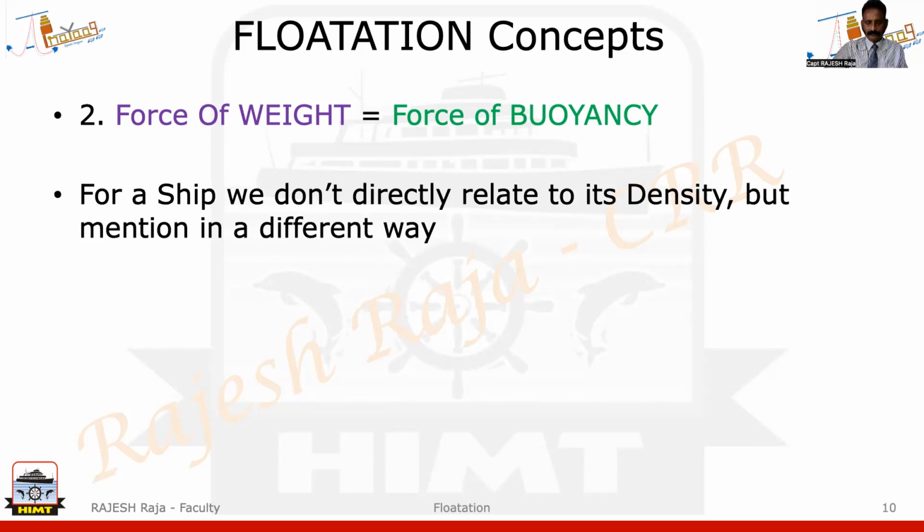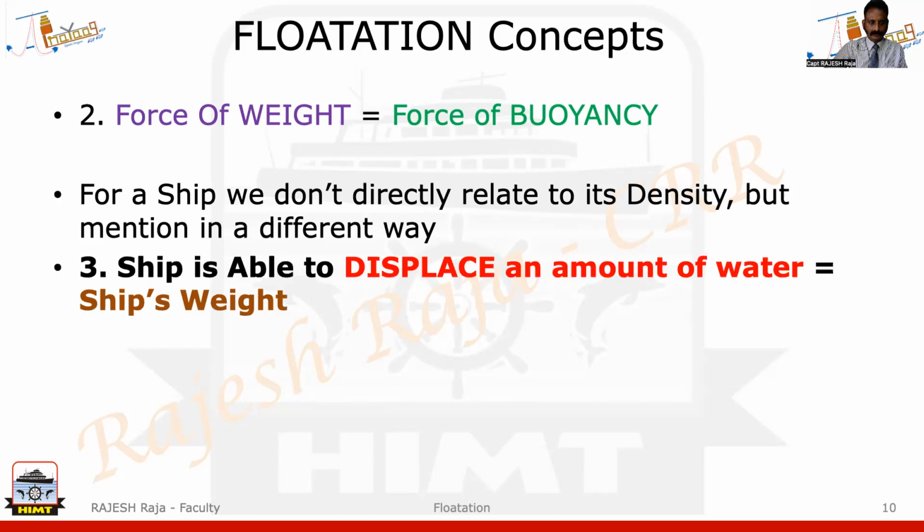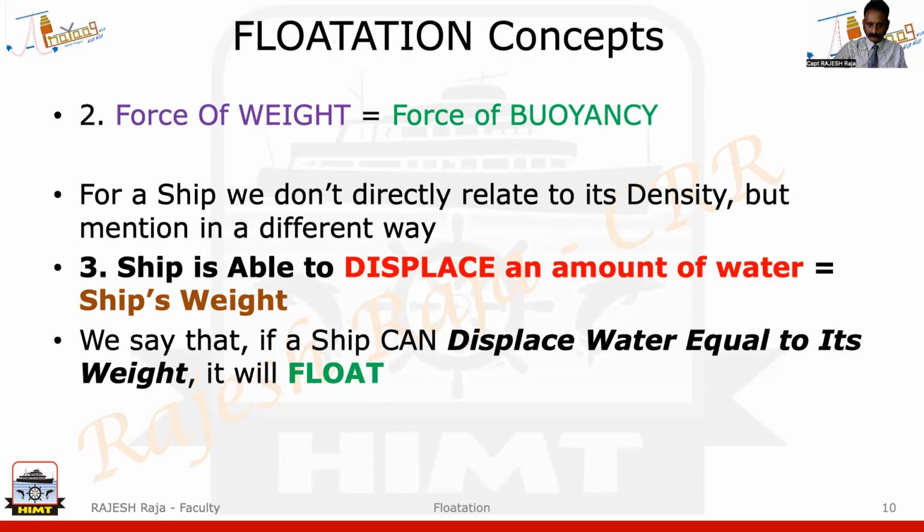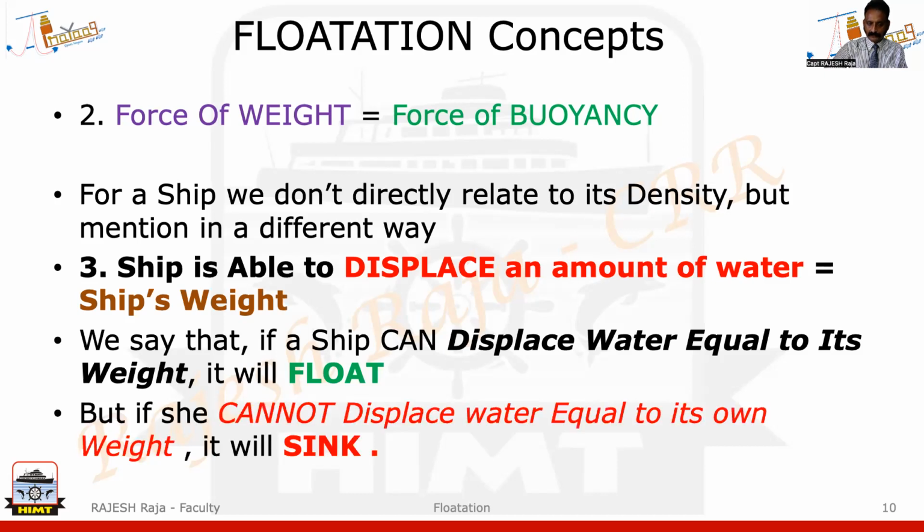Whenever we deal with a ship, we don't directly relate to its density, even though I mentioned it in the previous slide. But we mention it in a different way, based on Archimedes' principle as well as the law of flotation. If a ship is able to displace an amount of water which is equal to the ship's weight, then it is going to float. So this is what I've written here. If a ship can displace water equal to its weight, it will float. But if she cannot displace water equal to its own weight, it will sink.